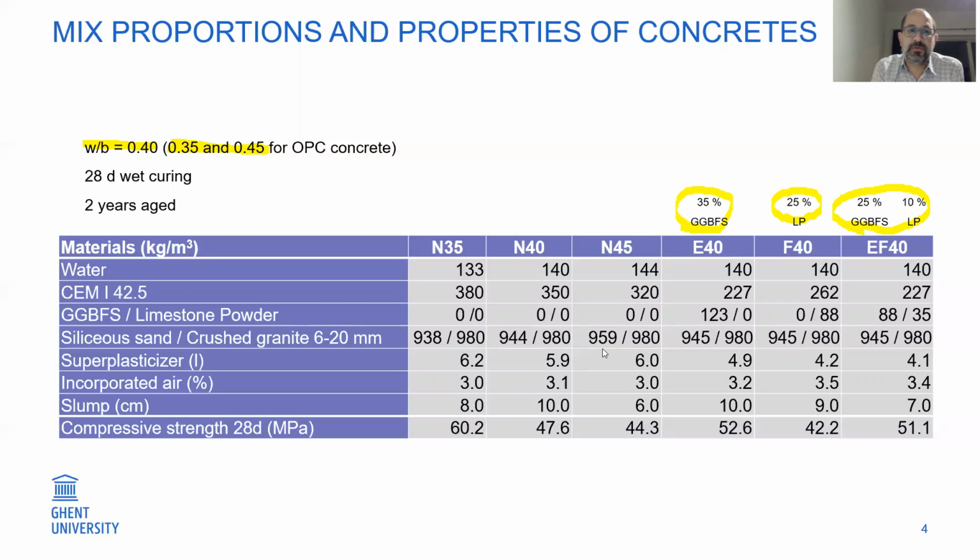With all these concretes, we cast prisms that were cured in a wet room for 28 days, and then we aged them for 2 years in the laboratory environment at 75% relative humidity, and a temperature ranging between 15 and 30 degrees Celsius. All the samples for MIP were taken from the cores of the specimens, meaning all these samples were uncarbonated.